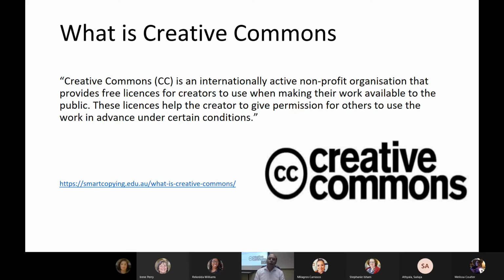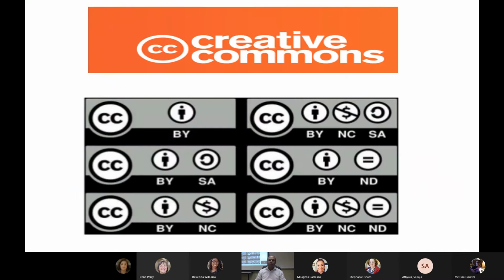So the Creative Commons is a non-profit organization established in 2001, and they can actually help with open educational resource copyright issues. A Creative Commons license allows the creator of the work to select how they want others to use the work. And you can see some of the Creative Commons symbols: CC, BY, BY-SA, BY-NC.